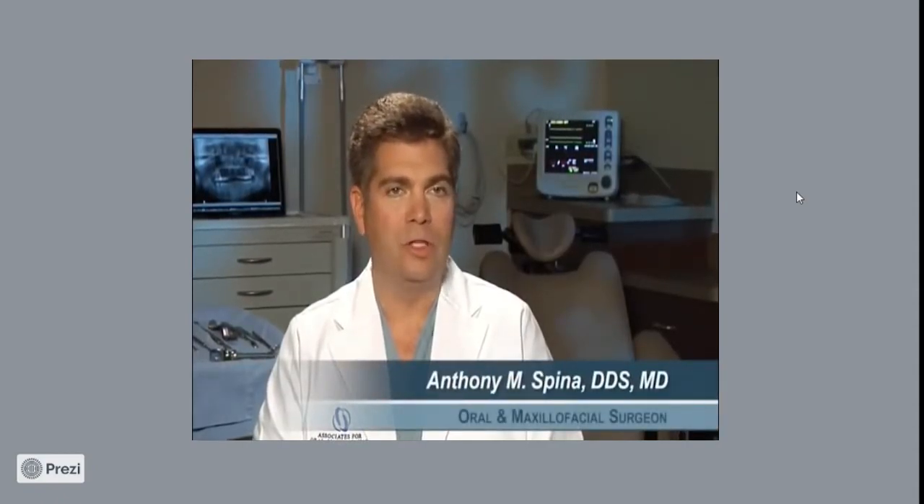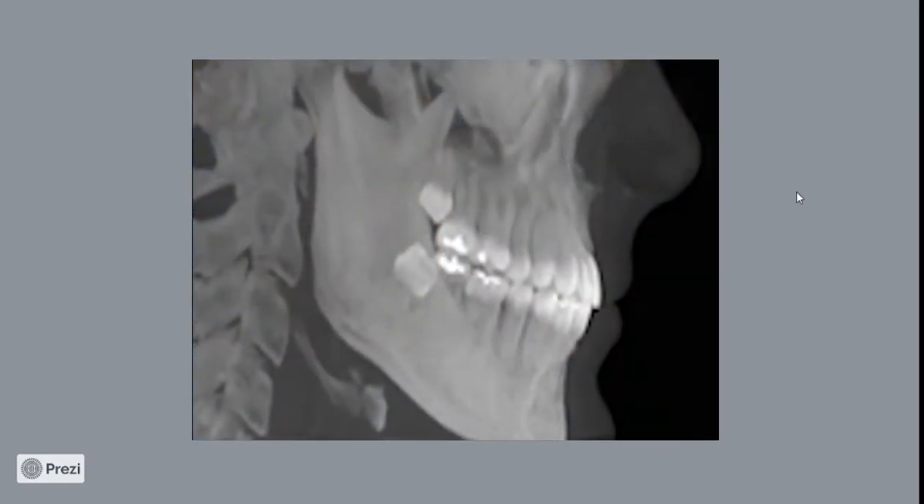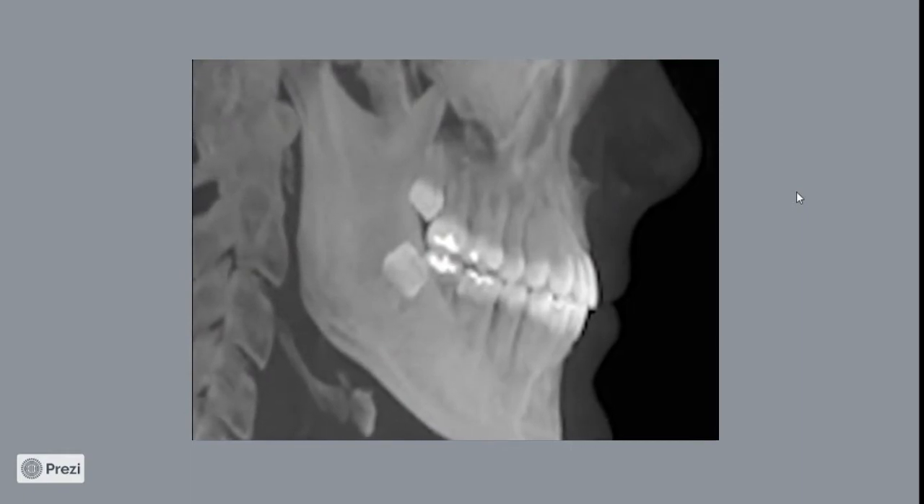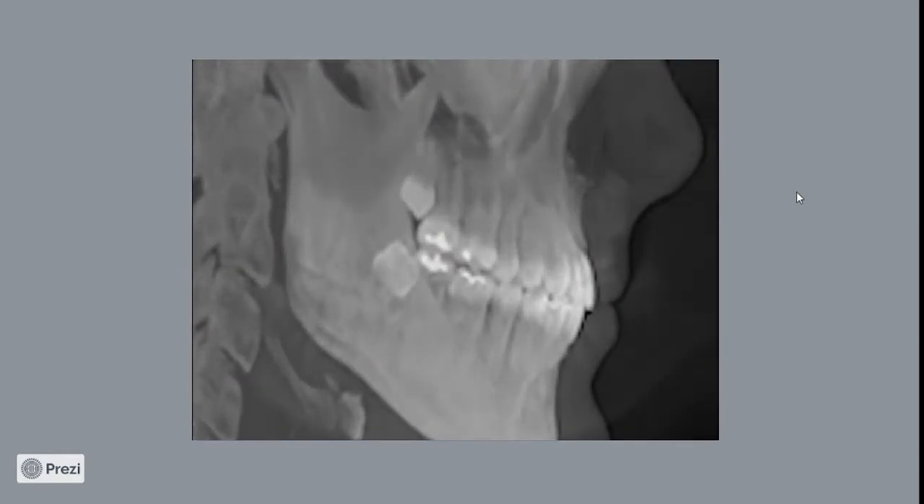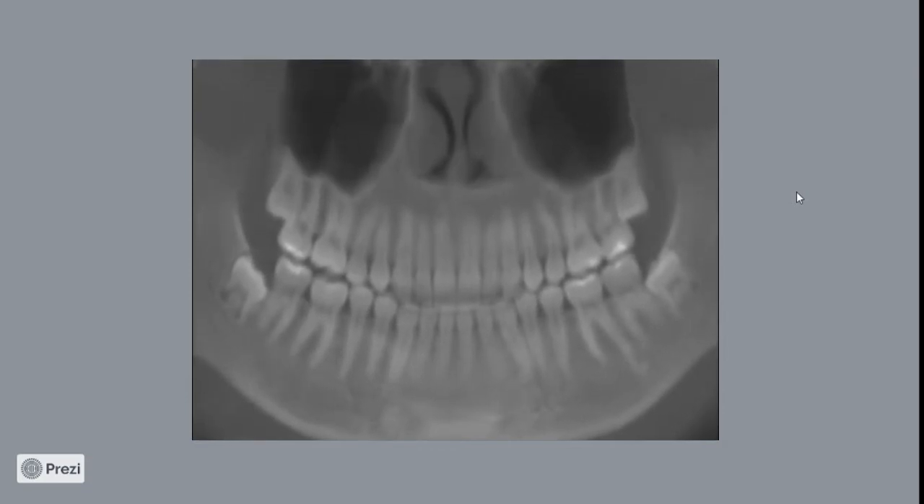If wisdom teeth are to be extracted, we like to remove them when patients are younger, late teens or early 20s, because it's an easier surgery for patients. The bone is more forgiving, the teeth aren't fully formed, and we don't have to worry about the roots being close to important structures like the nerves in the lower jaw and the sinuses in the upper jaw.